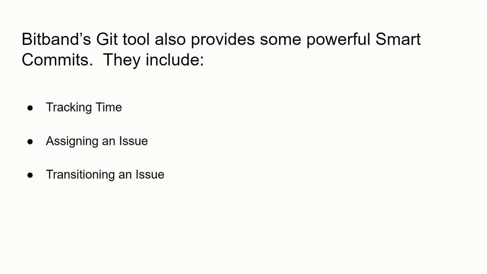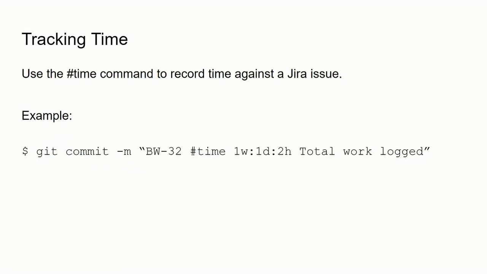Bitban Git tools provide some powerful smart commits that allow you to track time, assign an issue, or transition an issue. Using the track time is easy. All you need to include is the Jira key, the hash time symbol, and the time used. In this example, I add 1 week, 1 day, and 2 hours of time to the issue BW-32.